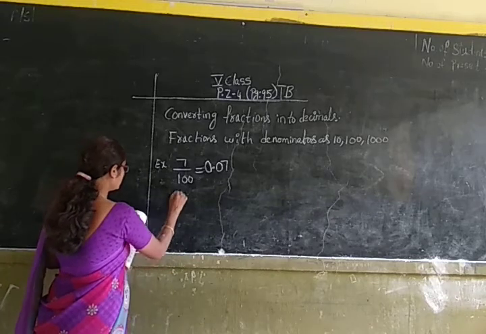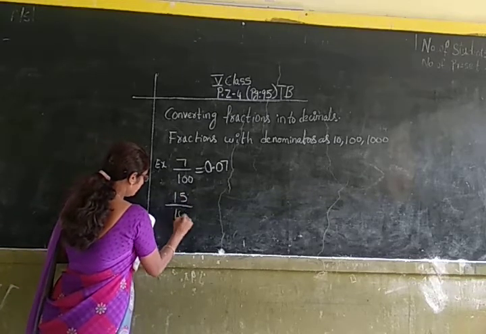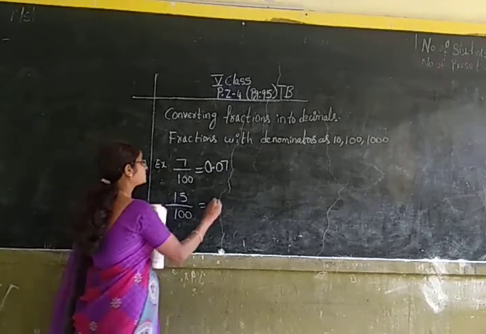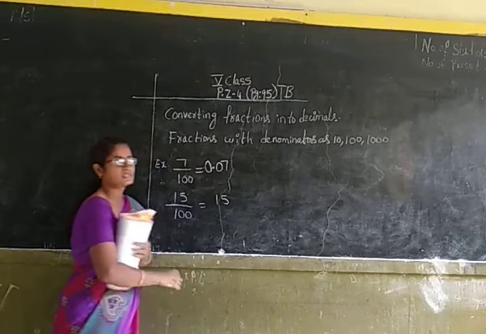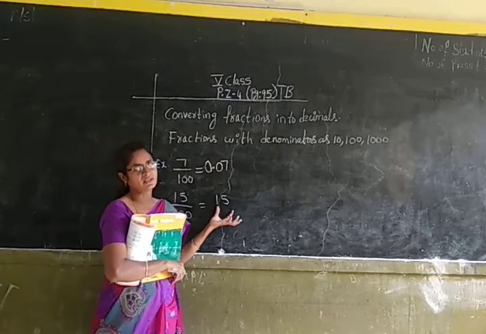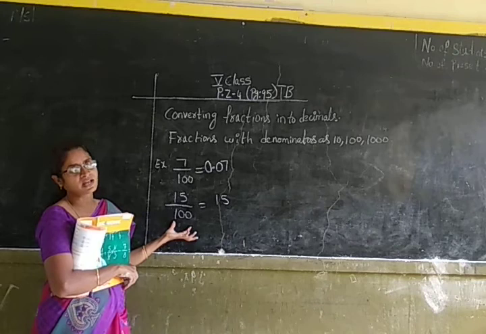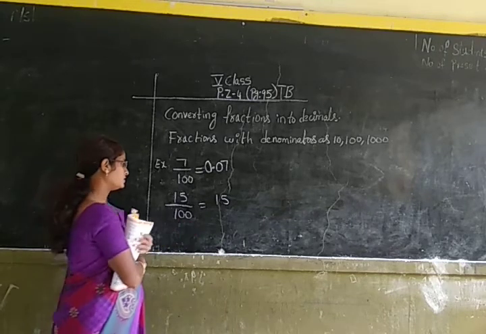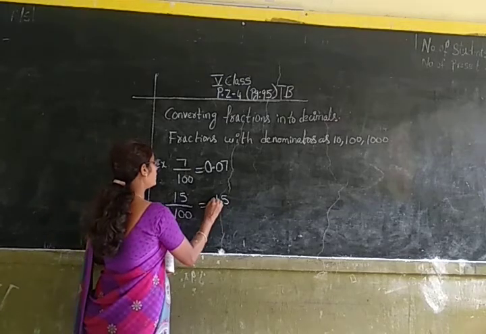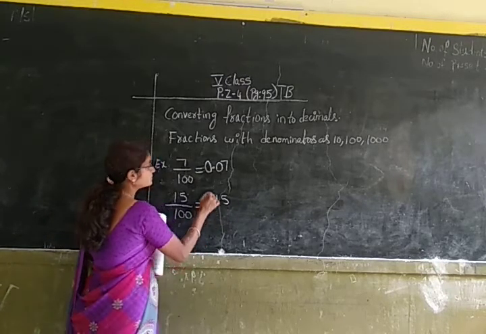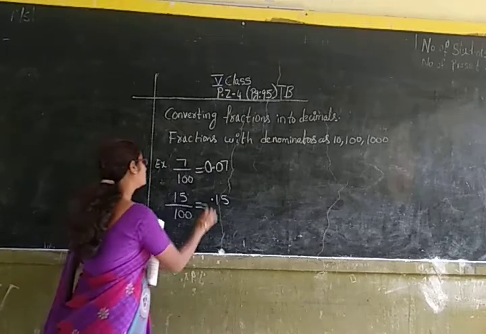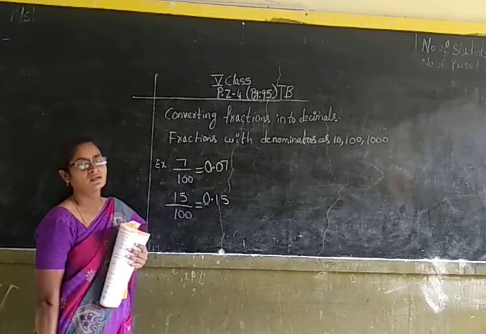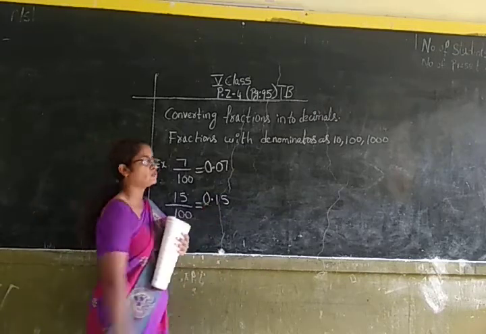Now let us convert 15 by 100 into decimal. First let us write down the numerator as it is. Here the numerator is 15, so I have written the numerator. In the denominator we are having 100 and 100 is having 2 zeros, so you have to put a point after 2 digits. 1, 2. So you have to put a point here. Since there is no number in the whole number part, you can take it as 0. So the answer is 0.15.